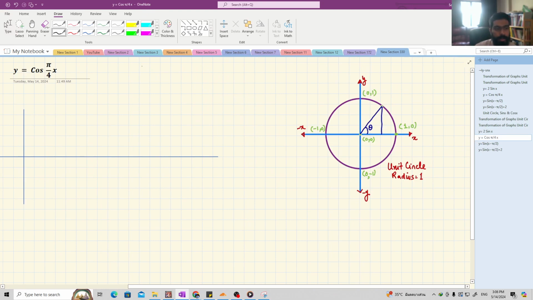So let us write this down. y is equal to cos of pi over 4 x. Now let us go ahead and find our amplitude, guys. So I'm going to just call the amplitude equal to 1 here, as the number in front of cos is 1, right, guys? So our maximum is going to be 1, and our minimum is going to be -1.